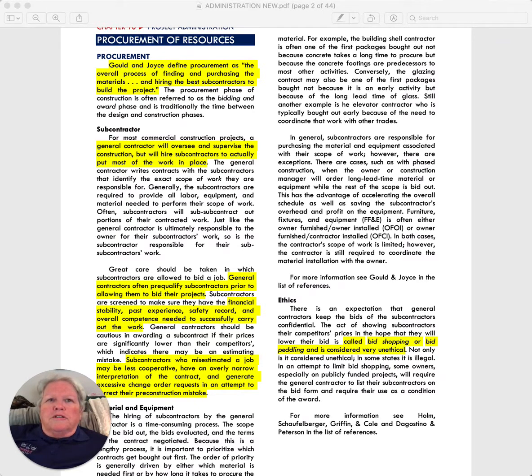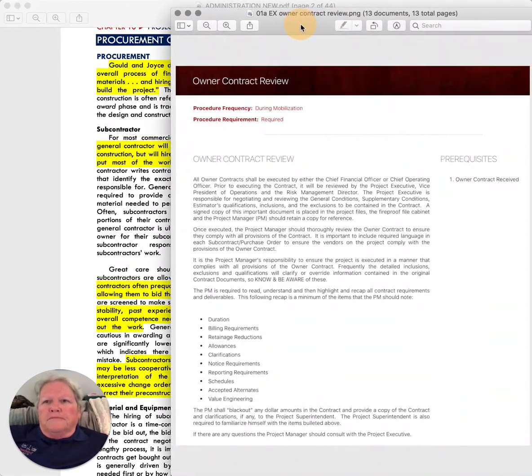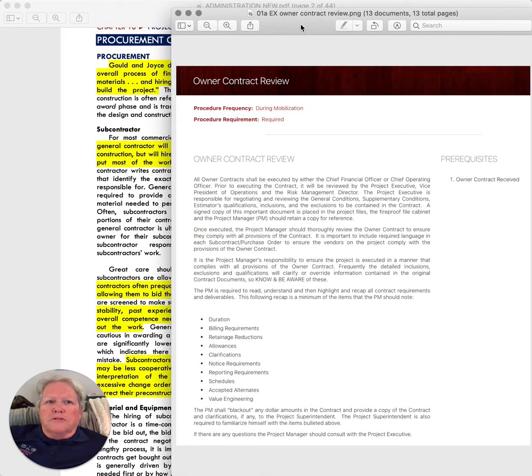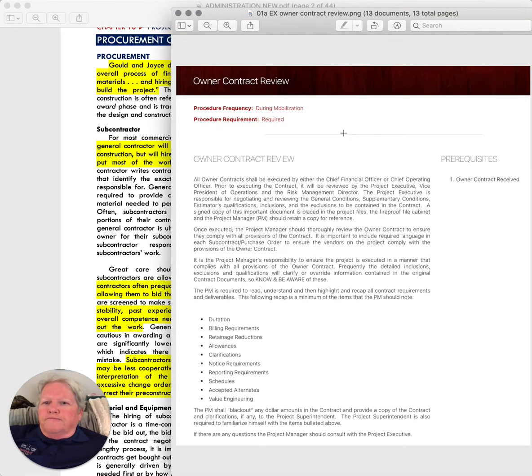So the first one that I want to discuss, and it's not on your review here, but it's very important. It's one that most people tend to overlook the most when they are starting a project. It's reviewing the contract with the owner. Everything starts and ends with the contract that is signed with the owner. All the general contractor's responsibilities, everything.